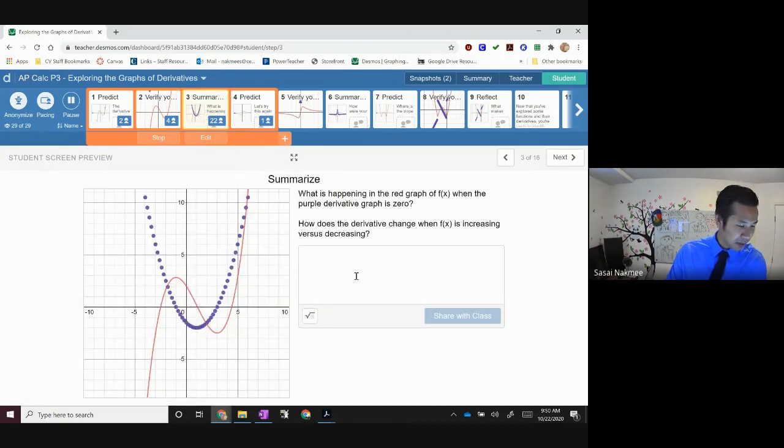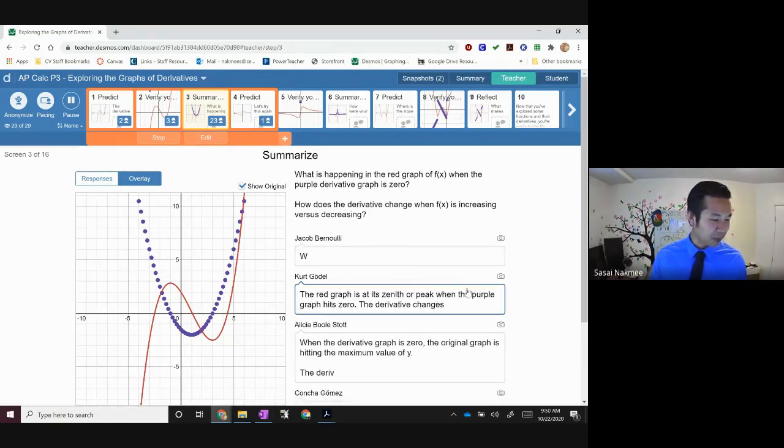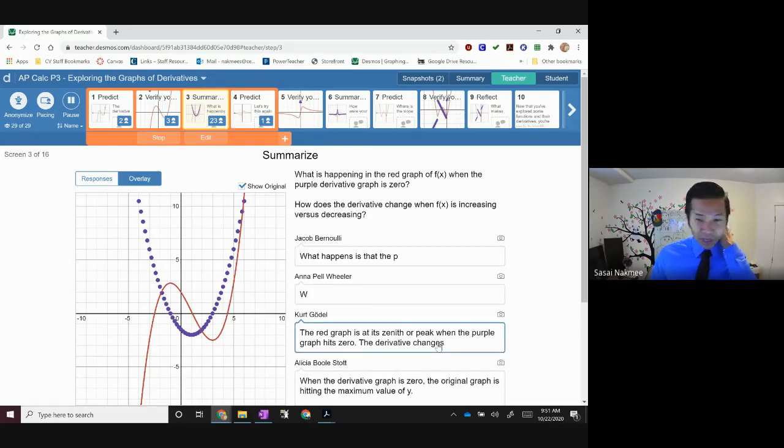So type in your answer for that one, and then whatever you say it is, I'm going to take a look at some of your answers here. The red graph is at its zenith or peak when the purple graph hits 0. That is beautifully answered, whoever put that there, and you are still typing out some more. Whoever is Kurt, that is a beautiful answer. I like that. The red graph is at its peak when the purple graph hits 0. That's beautifully worded, right?